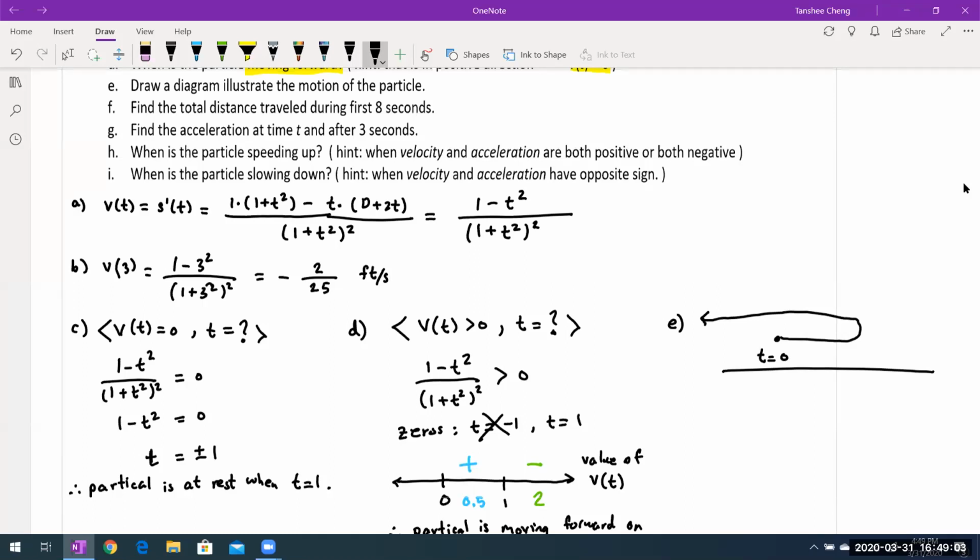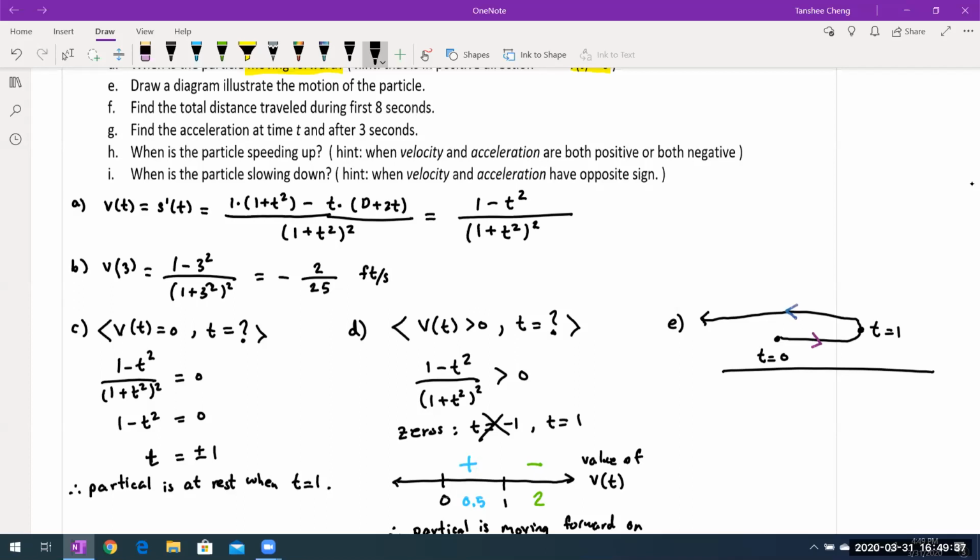So when does it stop? We know the particle is at rest when time is equal to 1, from part C, and then it keeps on going. So now I see that my particle is moving forward between 0 and 1, and then moving backward from 1 to infinity in time. So this is the diagram that we can see. Okay. Any questions so far?